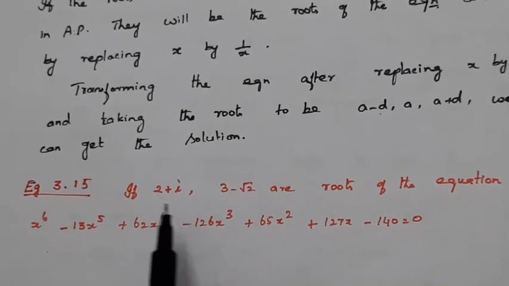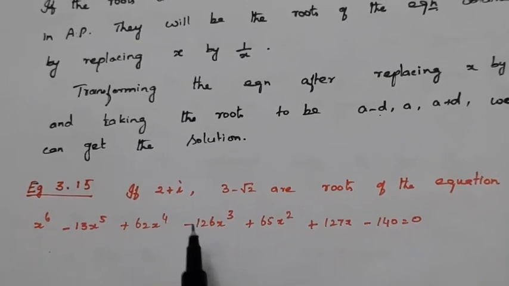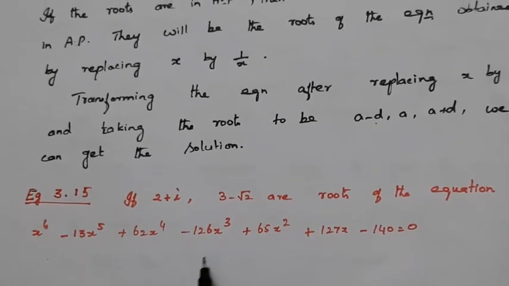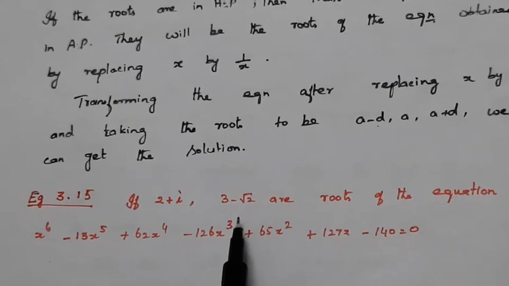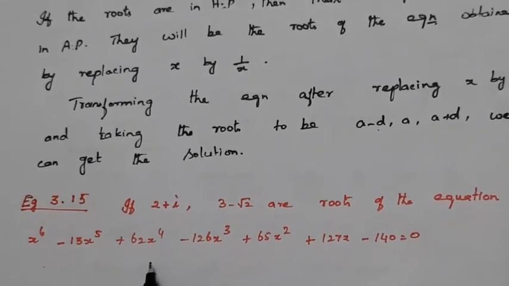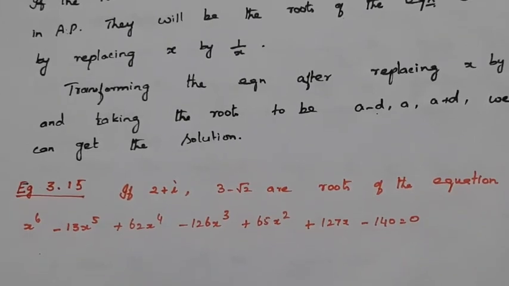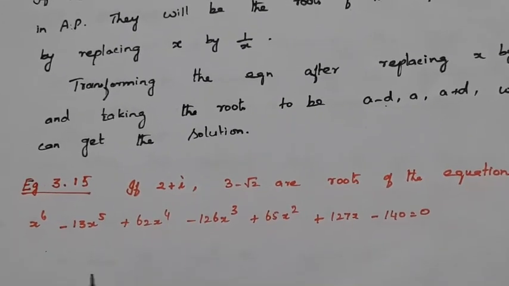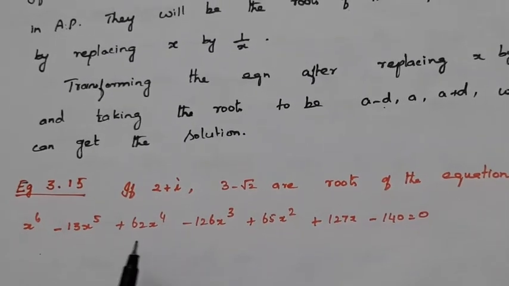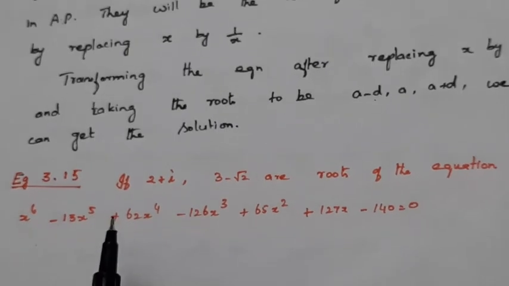So by taking the 4 factors and multiplying them, and dividing this polynomial by the product of the factors, the equation will be reduced to a quadratic polynomial, and it can be easily solved to get the remaining 2 roots. This is the method to solve this problem. So we are going to do this problem using the first technique.